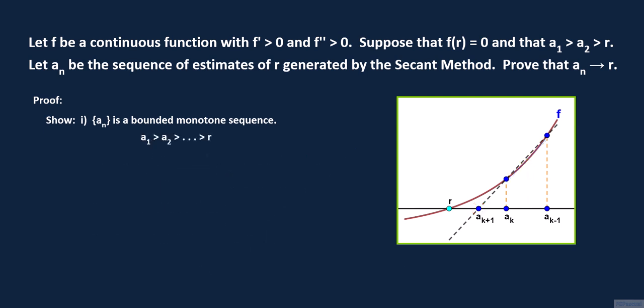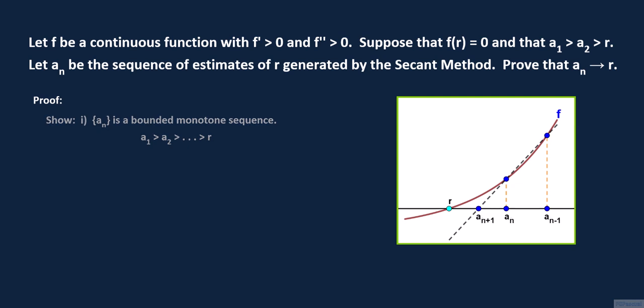Therefore, the sequence a sub n is a monotone sequence bounded above by its first and biggest term a sub 1 and bounded below by x equals r. By the bounded monotone convergence theorem, we now know that the sequence a sub n converges. Whether or not its limit is r is the subject of the second part of this proof exercise.